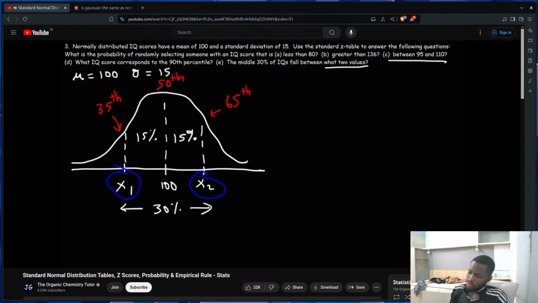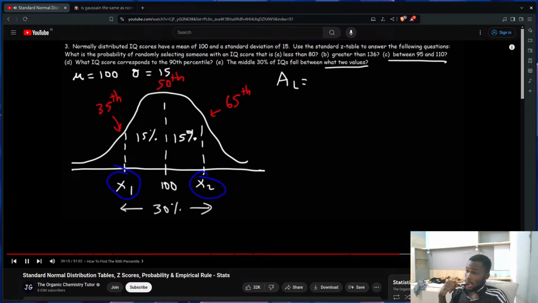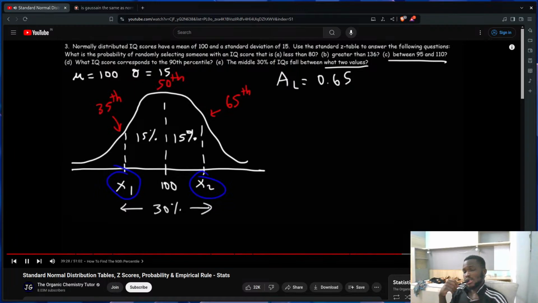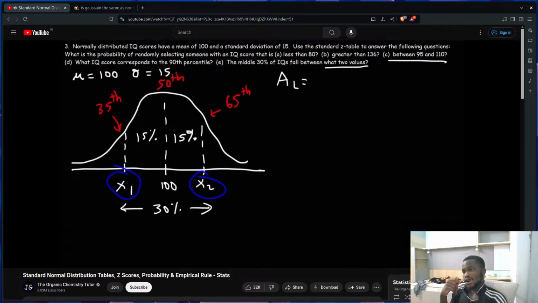So let's start with the 65th percentile. That means the area to the left, that is everything from here, if you find the area under the curve, all of this will have an area of 0.65. So now, using the positive z-table, what z-score corresponds to an area of 0.65?